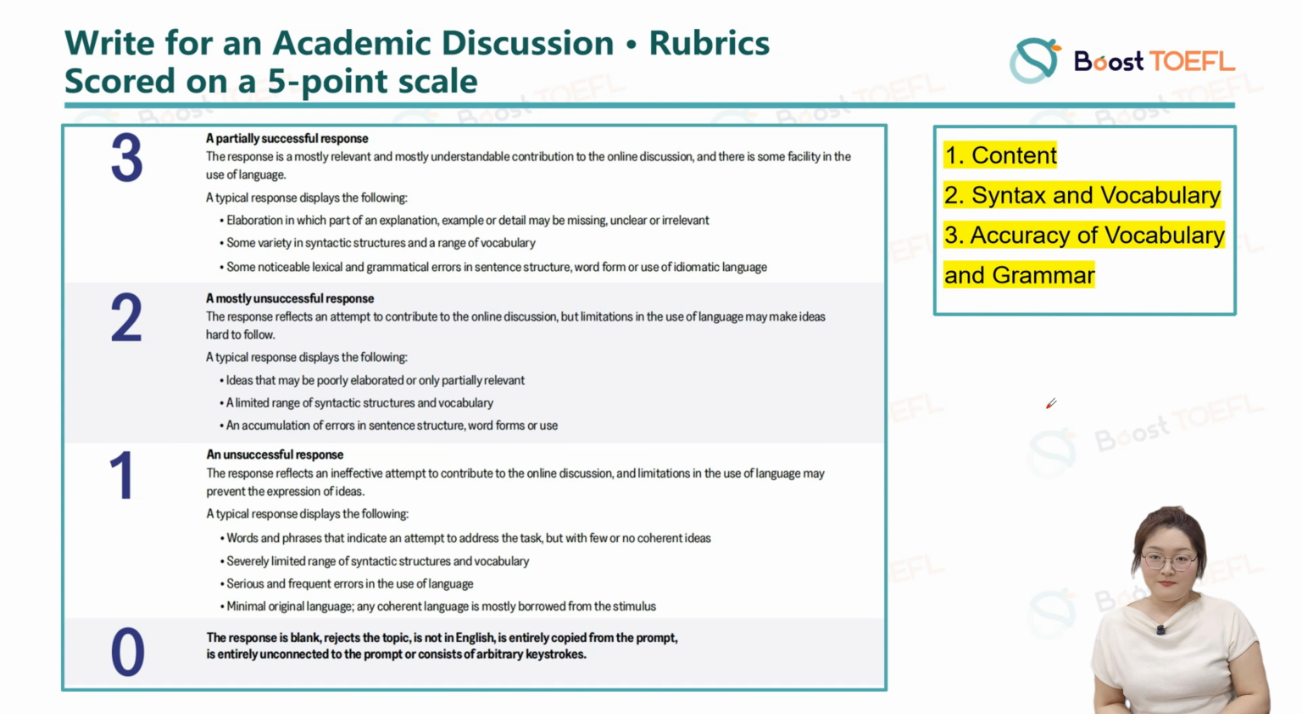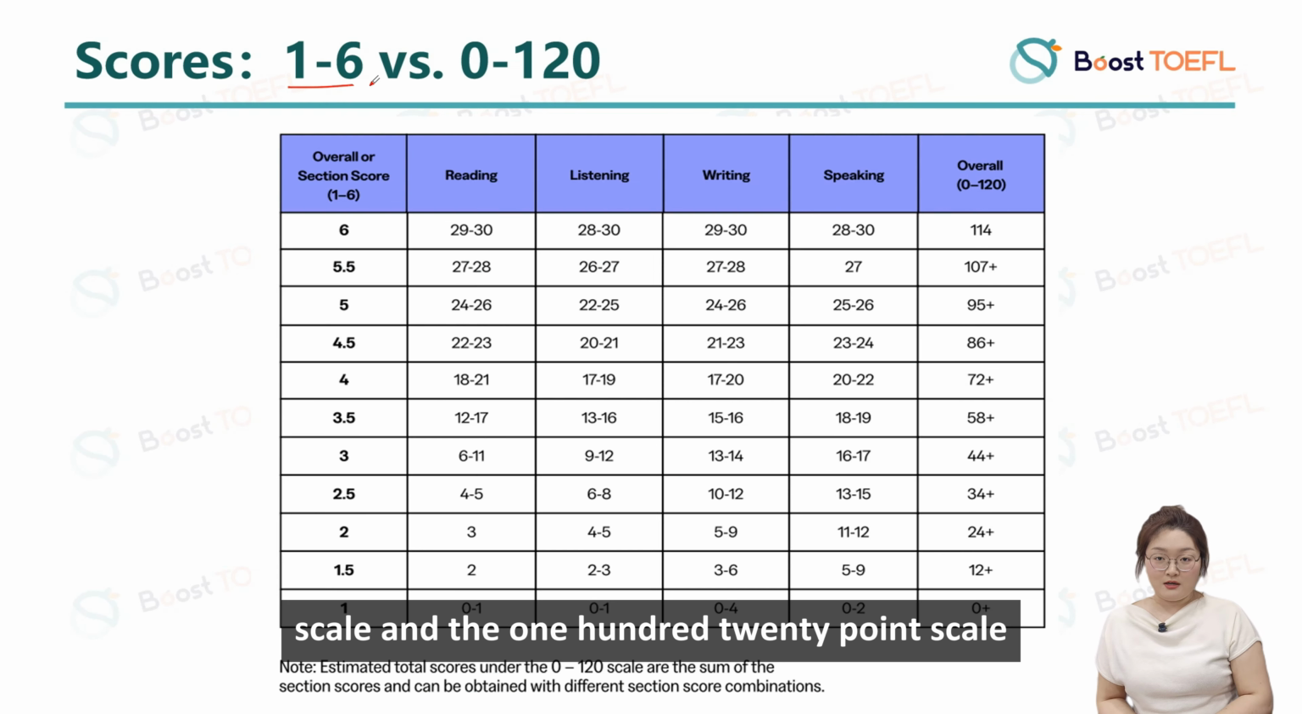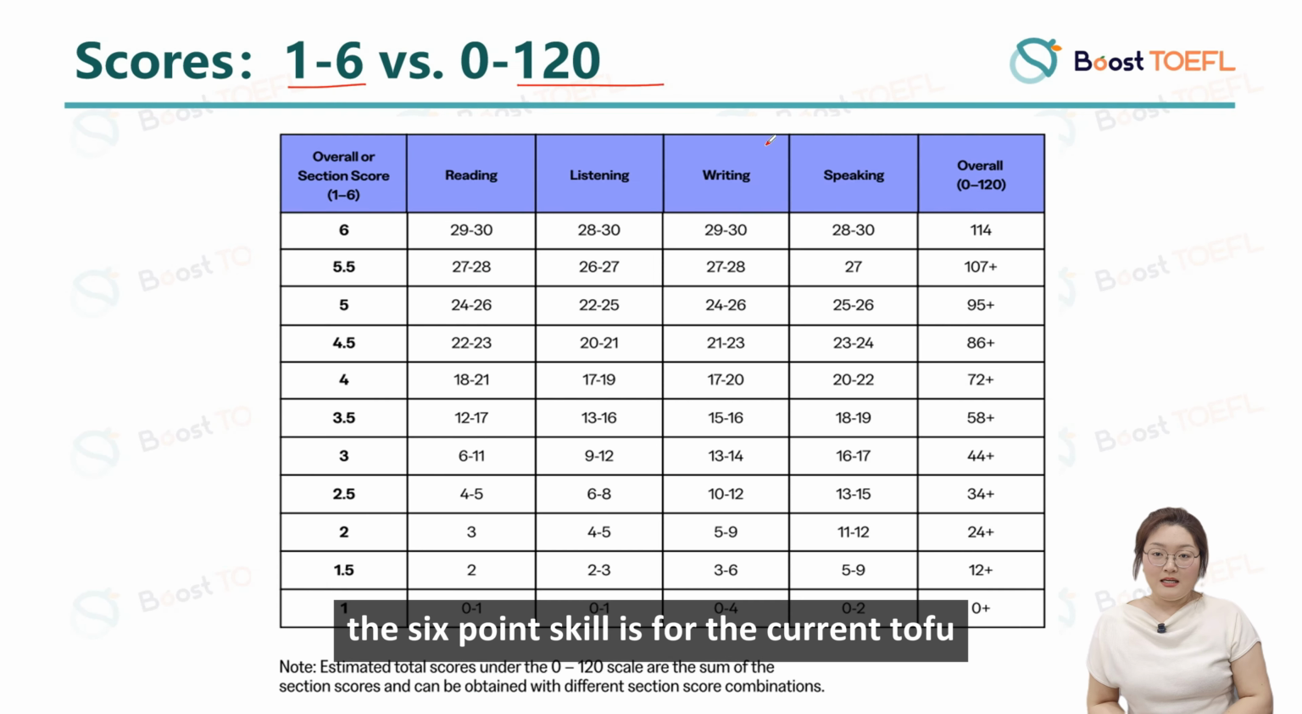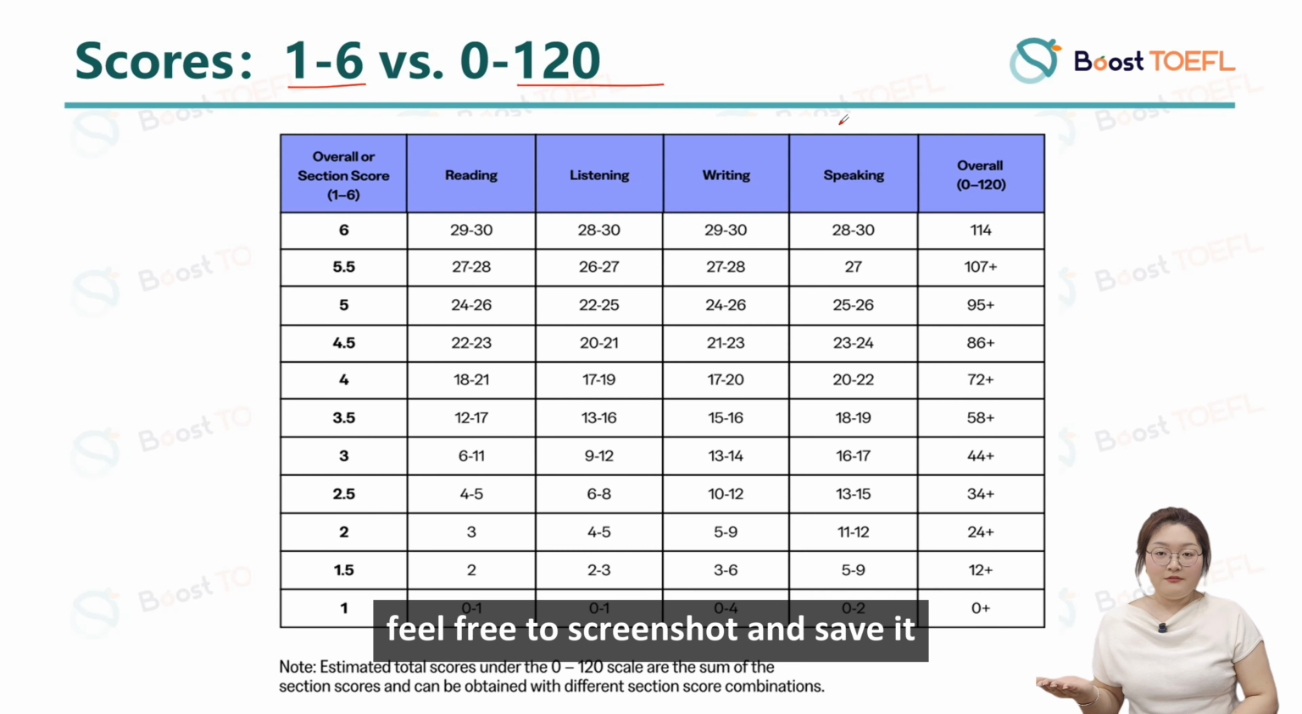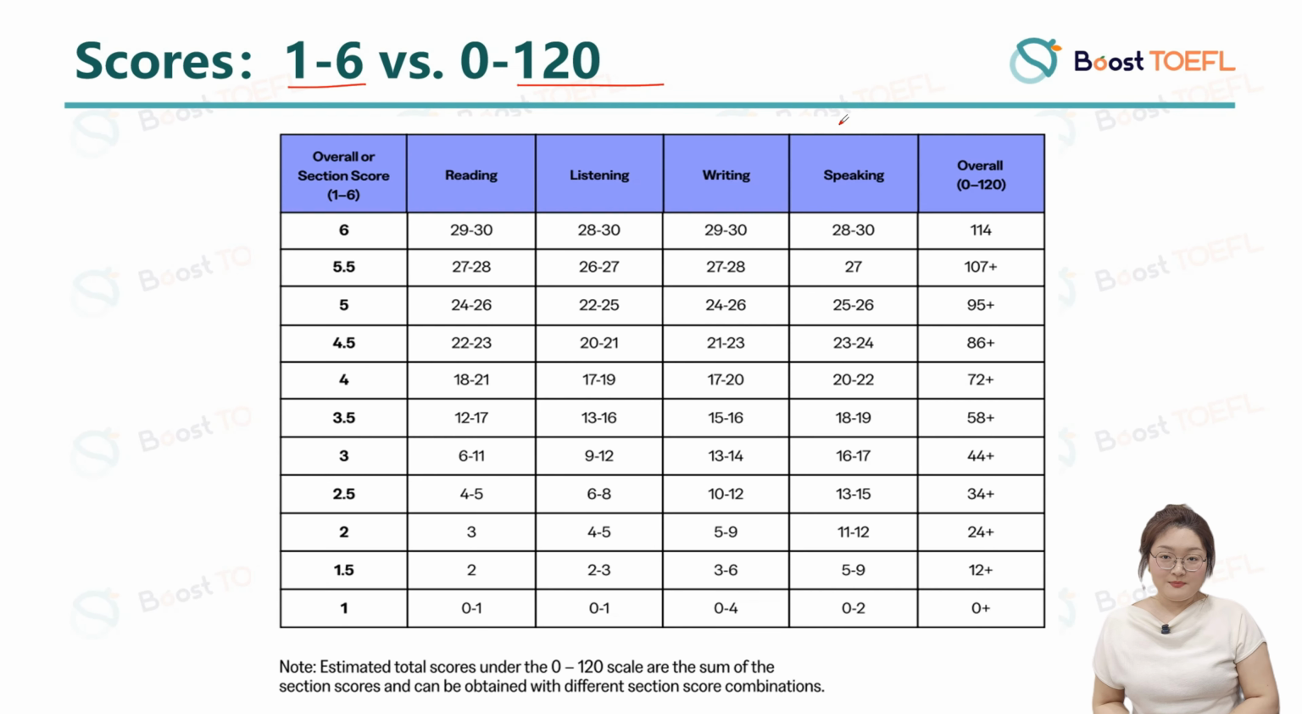And this is a conversion table between the 6-point scale and the 120-point scale. The 6-point scale is for the current TOEFL, and the 120-point scale is for the older version. Feel free to screenshot and save it. Please note that different sections have different conversion ways.